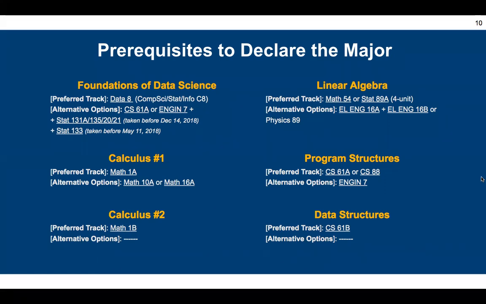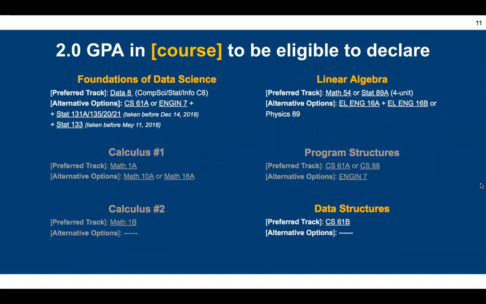And after that, students have to take Math 1B if they don't use their AP credit from when coming in to satisfy that. Also, students have to take 61A or CS 88 or Engineering 7, and for the data structures requirement, students are required to take CS 61B to declare the major. And out of these courses, you need a 2.0 GPA in the following to be eligible to declare. These courses are Foundations of Data Science, which is Data 8, Linear Algebra, which is Math 54 or Stat 89A, and Data Structures, which is CS 61B.